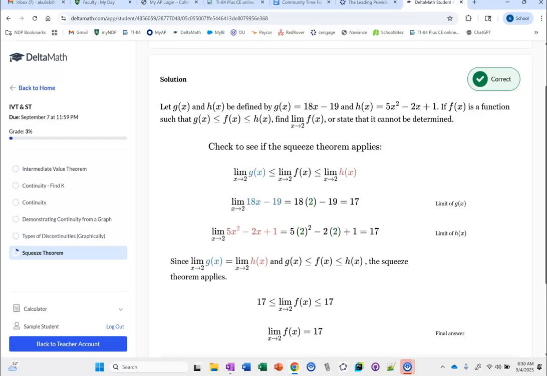You don't have to build your own functions at all to use. They gave you the functions to use. You just had to use them. So they gave you, here's the string of inequalities. Those are the functions on the top and bottom. You just had to check the second condition is that the limits were equal.